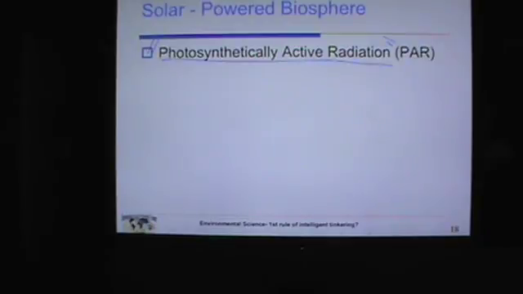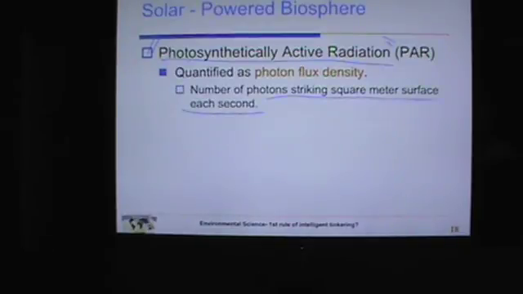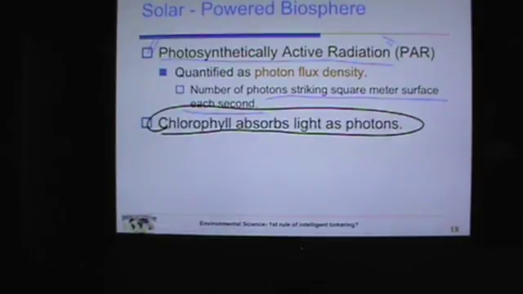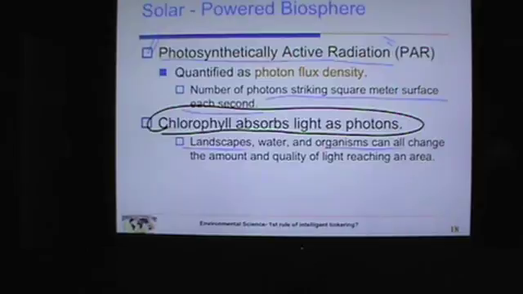So, let's look at photosynthetically active radiation, PAR. You might expect to see that quantified as photon flux density. Let's not dwell on the physics of it right now. Photon flux density is the number of photons striking the square meter of surface each second. It drives photosynthesis. Chlorophyll, a type of structure in plants, absorbs light as photons, energy. Landscapes, water, organisms, all these things change the amount and quality of light that reach a particular area.